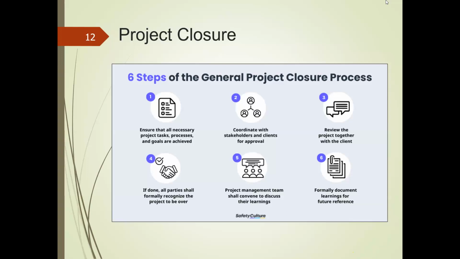So always go with the final approval. Everyone has to completely recognize and finally approve the project. And then the project management team shall convene to discuss their learning: what they have learned from the project, what mistakes they have made, what positive things they have learned, and what opportunities they have identified while working on this project. Opportunities and threats, and their own strengths and weaknesses, or the competitor's strengths and weaknesses, or the organization's strengths and weaknesses.